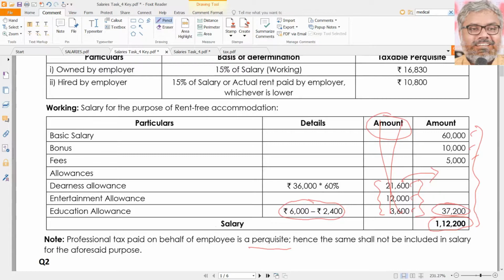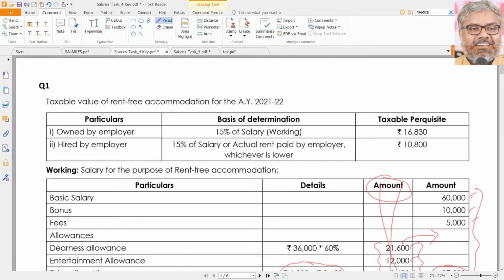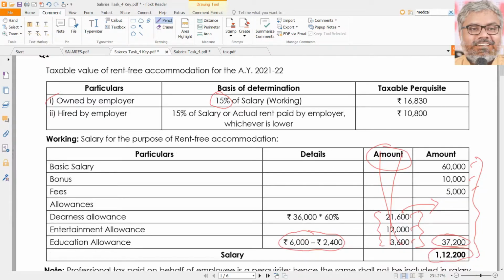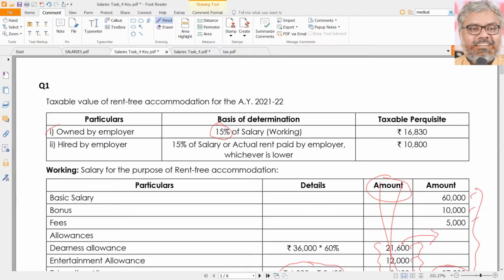Now we have this salary, total of 1,12,200. Simply, there are two cases. First case, if the accommodation is owned by employer, 15% of salary. So 15% of how much? 1,12,200. That has to be calculated. 15% of 1,12,200 will be 16,830. If the accommodation is hired by employer, either 15% or actual rent paid, whichever is lower.